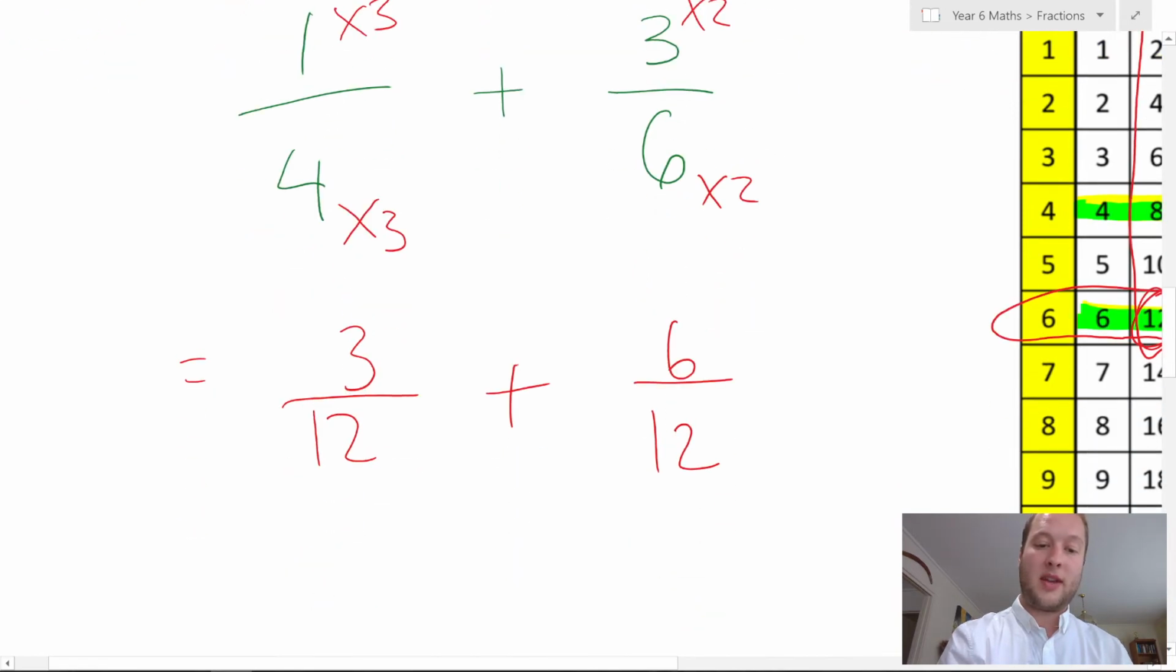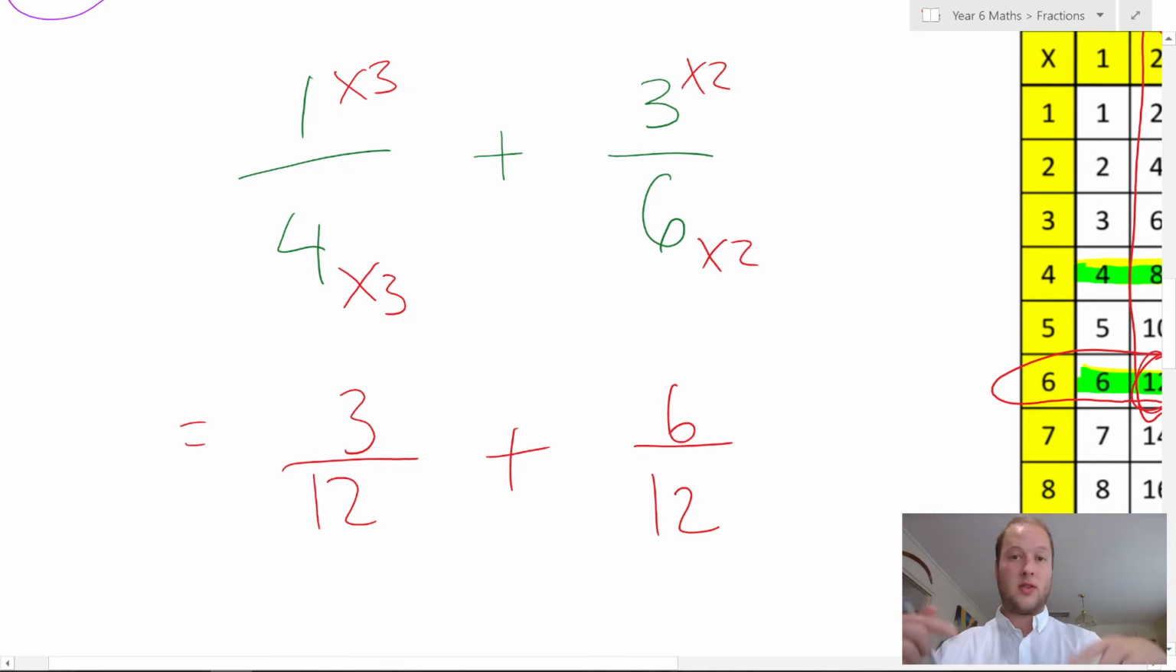So we can see that 3/12 and 6/12 is the lowest equivalent fraction we can find other than 1/4 and 3/6. It's the lowest number.